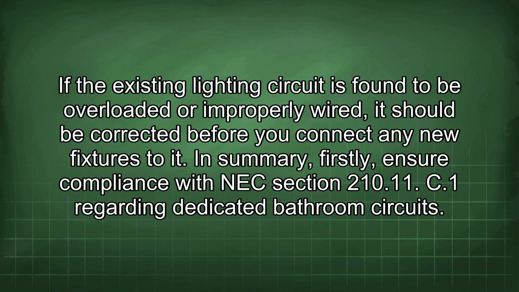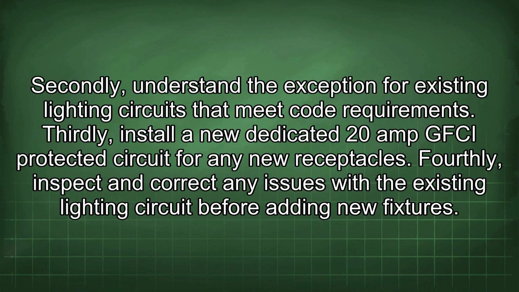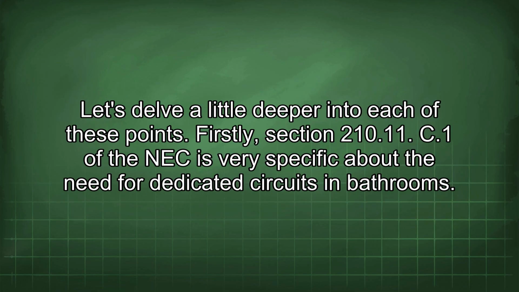In summary, firstly, ensure compliance with NEC Section 210.11(C)(1) regarding dedicated bathroom circuits. Secondly, understand the exception for existing lighting circuits that meet code requirements. Thirdly, install a new dedicated 20 amp GFCI protected circuit for any new receptacles. Fourthly, inspect and correct any issues with the existing lighting circuit before adding new fixtures. Let's delve a little deeper into each of these points.